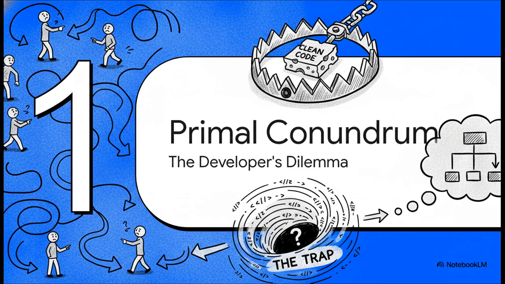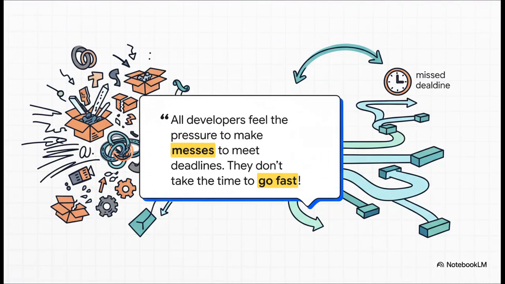All right, first up, let's talk about a problem. A trap, really, that every single one of us developers falls into. Doesn't matter if you're a junior or a senior architect, you know this feeling. It's this cycle we get stuck in, and it actually has a name. Yeah, Uncle Bob calls it the primal conundrum.